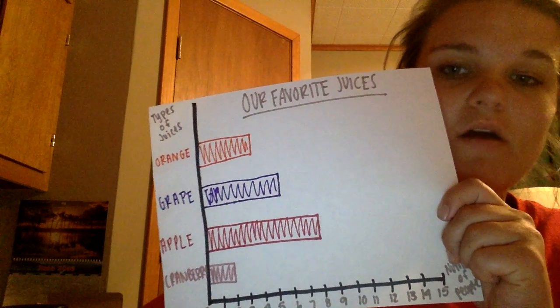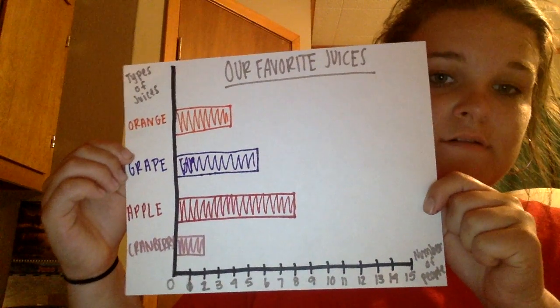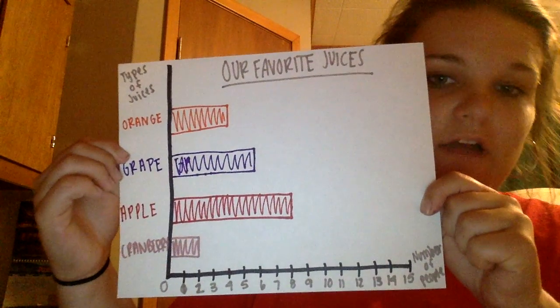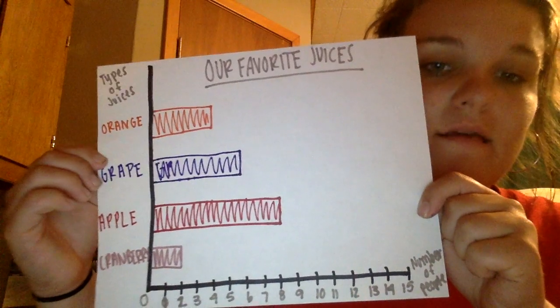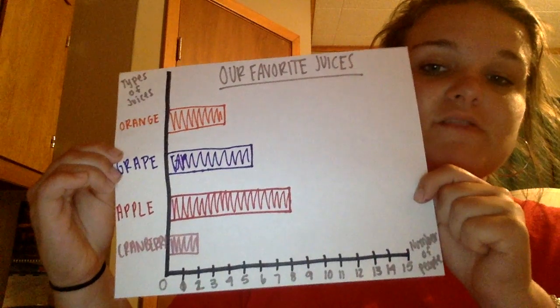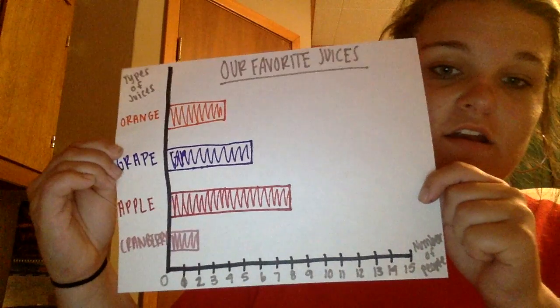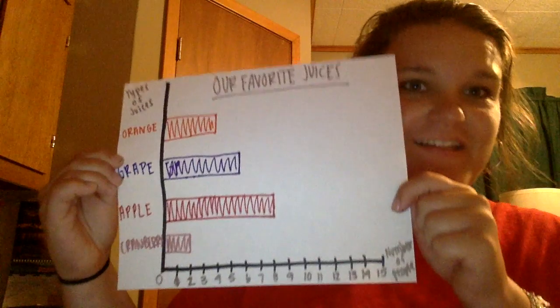Now, even though our bars are going a different way, is this still a bar graph? Yes, that is correct. But can you tell me why? Good, it's still a bar graph because we are still using bars to represent our data. Very good. Let's look at another example.